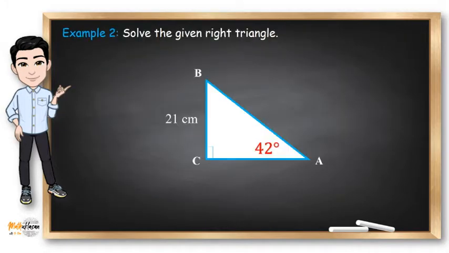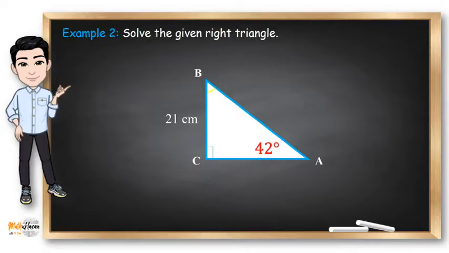How about if you are asked to solve the given right triangle? When you say solve the right triangle, all we need to do is to complete the measures of the sides and the angles of the right triangle. And to start, we need to label the parts for this missing sides or angle measures.